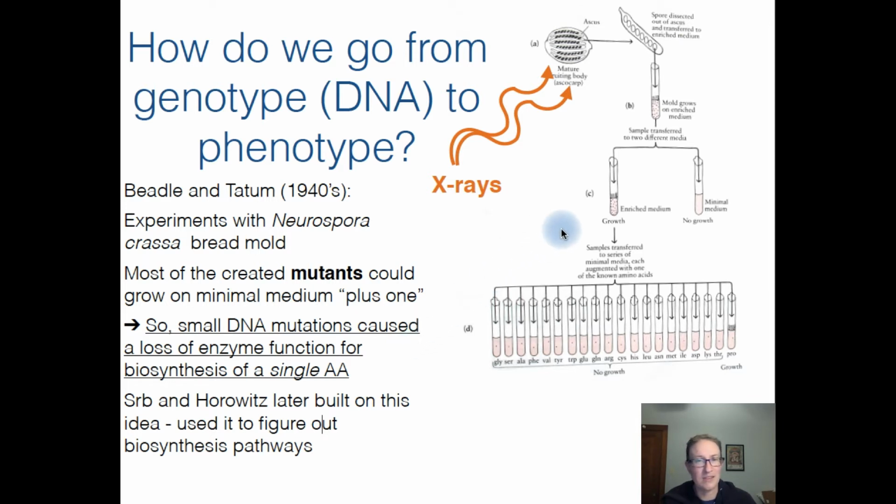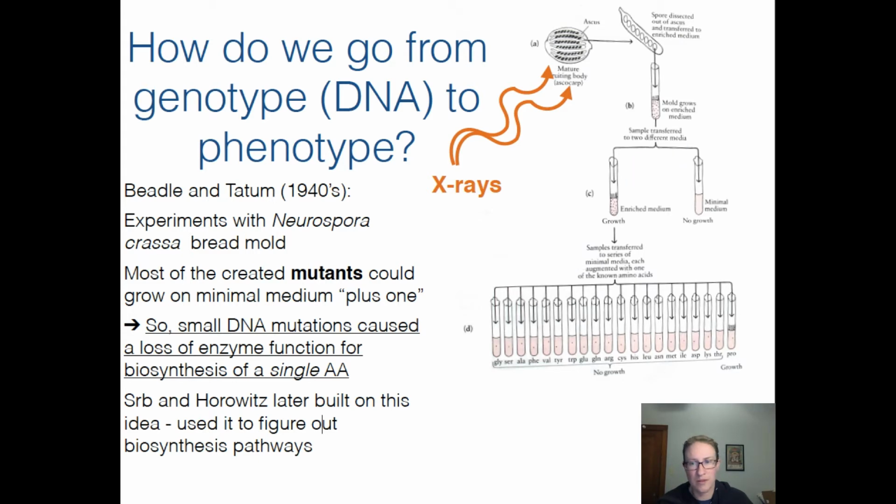So it wasn't as though the mutations made it impossible for these molds to make all the amino acids. Instead, there must be very specific enzymes associated with the production of each specific amino acid. And a couple of biologists actually built on this idea later on and used this to figure out specific biosynthetic pathways for different substances in cells.